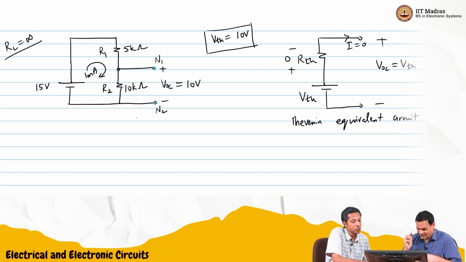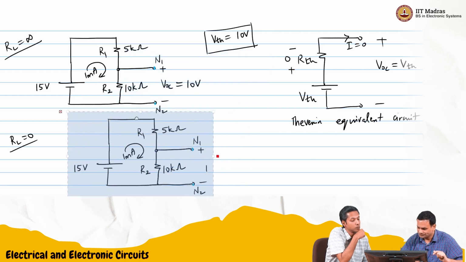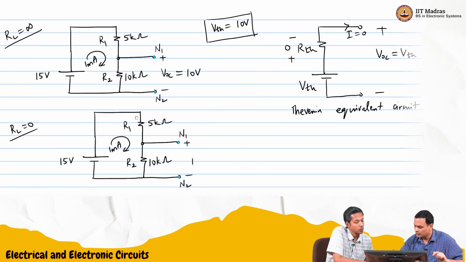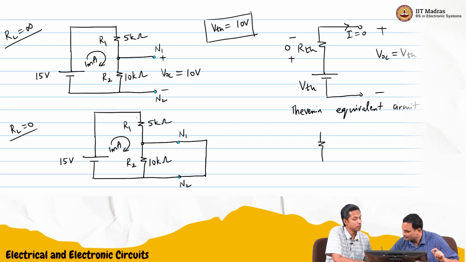Okay. Let's try the other extreme case. We said RL equal to 0. So if you put RL equal to 0, we need to do a short circuit across node N1 and N2. And we need the same thing here. So we have VThevenin and RThevenin, and we are going to apply a short circuit here also.